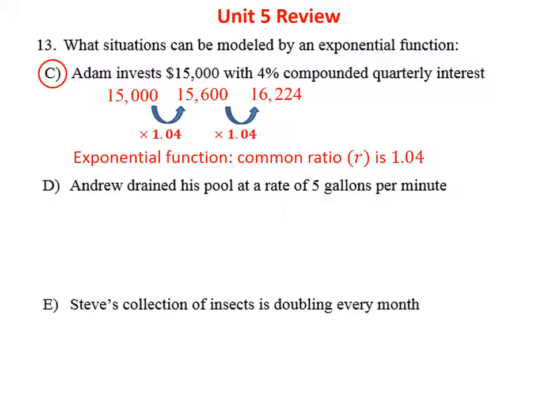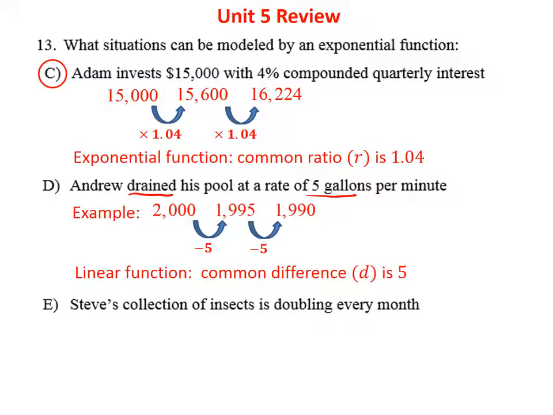In problem D, Andrew drains his pool at a rate of 5 gallons per minute. So he's draining, so it's going down 5 gallons every minute. So for example, if he had 2,000 gallons in his pool, then after 1 minute, he'd lose 5 and he'd have 1,995. After 1 more minute, he'd lose 5 more and he'd have 1,990, and so on. And so then, therefore, what's happening here is there's a common difference of 5. He's losing 5 each time. So this is not exponential. Once again, this is a linear function. So D is not an example of an exponential function.